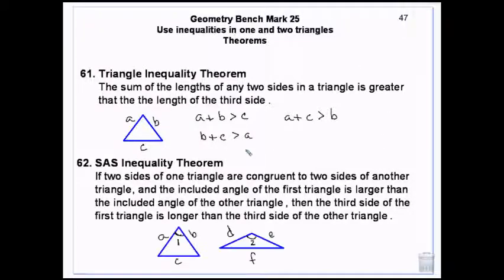Okay, so the side angle side inequality theorem. So you have side angle side for congruence, but then we also have side angle side inequality. And I know that's a little confusing, but it's because we go side angle side. And the way this works is A and D are equal, and B is equal to E. So this side is equal to this side, and this side is equal to that side.